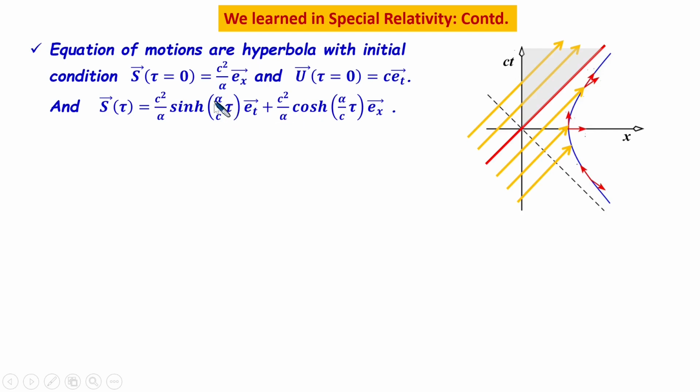And this is a phase factor, which we have shown that phi is alpha by c into tau. And this is the radius from the center to this, which is c square by alpha. So this we have discussed elaborately.